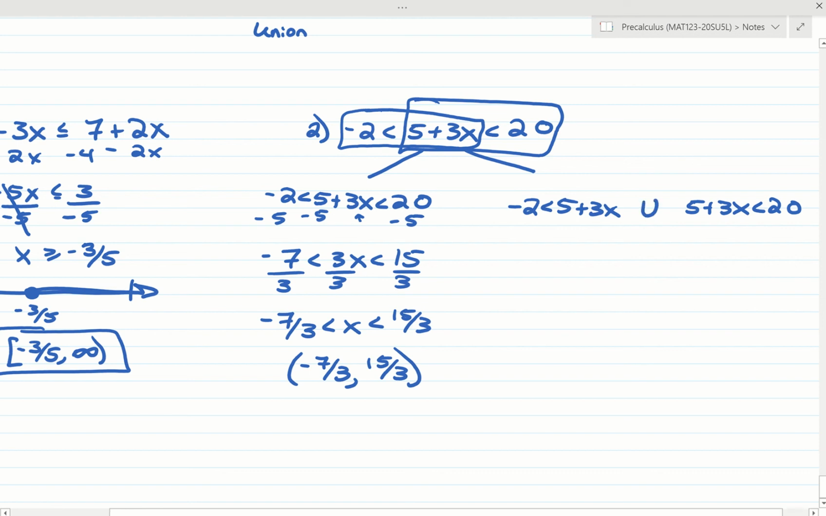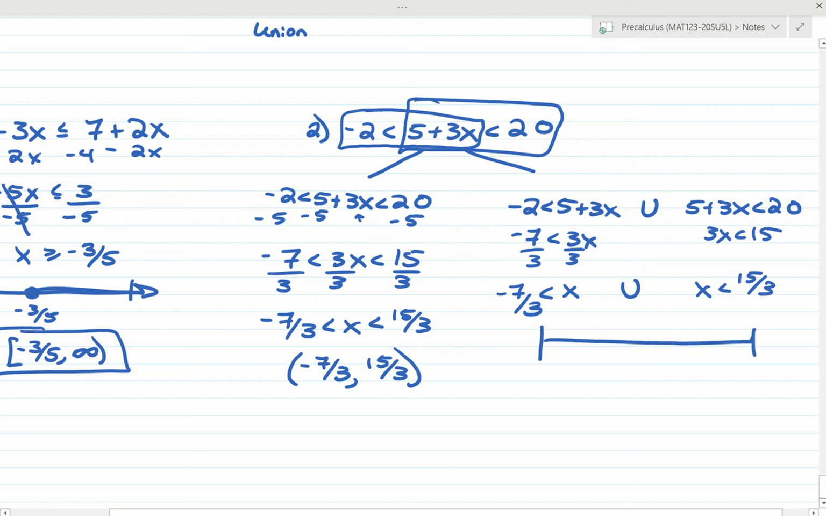So let's solve this and see if we get the same answer. So we get negative 7 is less than 3x. We divide by 3. We get x would be greater than negative 7/3. We're going to combine that with 3x is less than 15. X is less than 15/3. So if we were going to take a look at this, remember that we have x's, so we have negative 7/3, and we have 15/3. All numbers that are less than 15/3 go over here. All numbers that are greater than negative 7/3 would go over here.